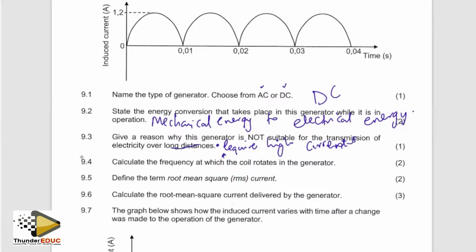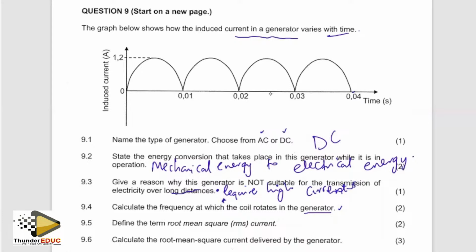Then they want us to calculate the frequency at which the coil rotates in the generator. So we have 1, 2, 3, 4. Okay, did they tell us anything? The graph shows how induced current varies with time. So I'm going to have these two arms just to represent one full cycle. If that is a full cycle, because it will be divided and then divided, so if that's a 0, that's probably 90, 180, and then 360.